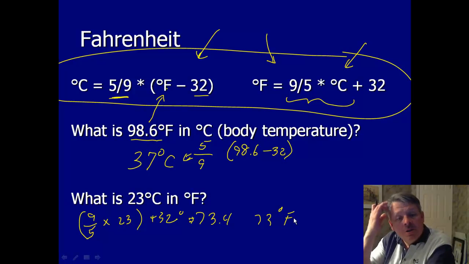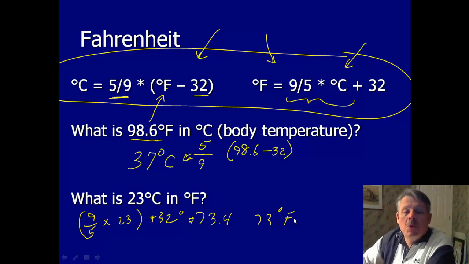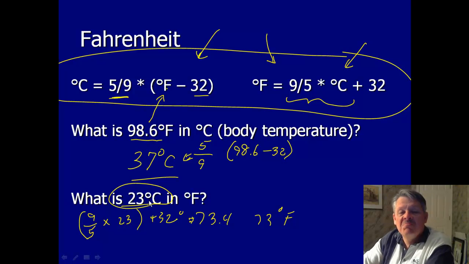Right, so it wouldn't hurt you to know that body temperature is 37 Celsius. It's kind of a good number to know. And about 23 degrees Celsius is a nice room temperature. Those are good numbers to keep in the back of your head somewhere.